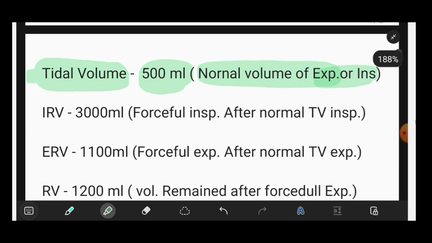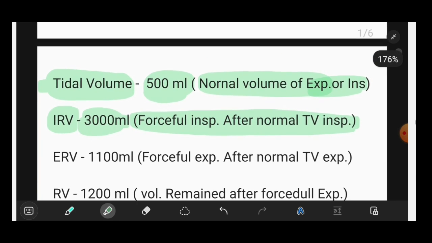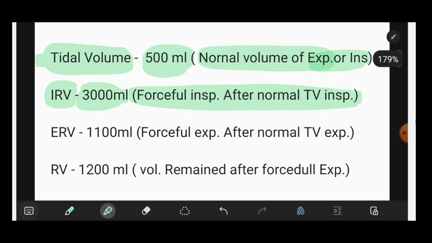Next, what is IRV? IRV is the inspiratory reserve volume. It is the volume of the air which is forcefully inspired after normal tidal volume inspiration. Its value is about 3000 ml. Guys, you only have to mug up these four values. First is tidal volume, 500 ml. Inspiratory reserve volume is about 3000 ml or 3 liters.